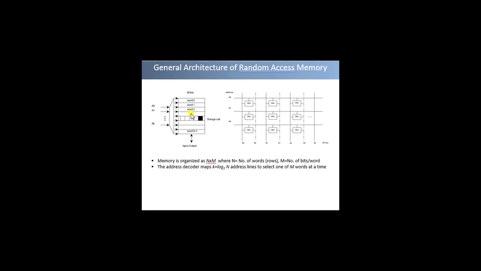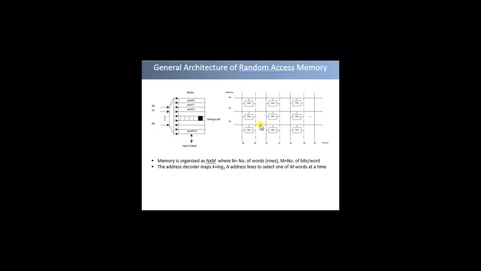First, we can use a dedicated address line for each word, but this has a problem: as the number of rows increases, the number of address lines becomes prohibitively large, which makes the layout design infeasible. So to avoid this problem, we use an address decoder which has log 2 of n address lines at the input and n address lines at the output, and for a given address at the input lines, only one of the output lines is activated.